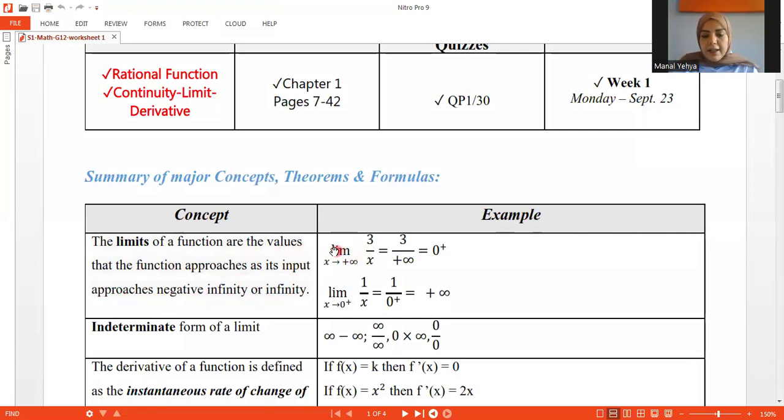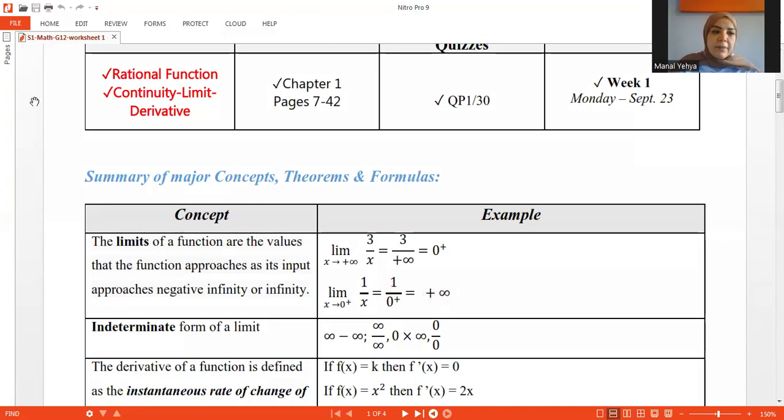For example, the limit of 3 over x when x tends to plus infinity, you replace the x by infinity. Number over infinity, 3 over plus infinity is 0 plus. So number over infinity is 0. Now, limit when x tends to 0 plus, it's 1 over 0 plus. So 1 over 0 plus, number over 0 is infinity. What infinity? It's plus infinity because we have positive values.